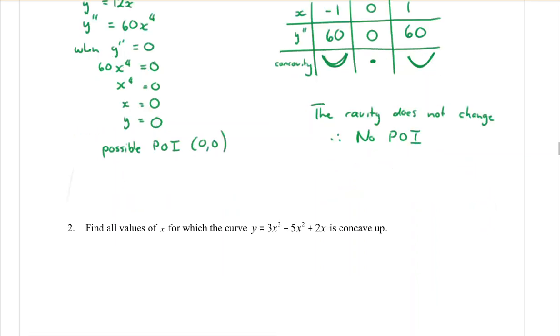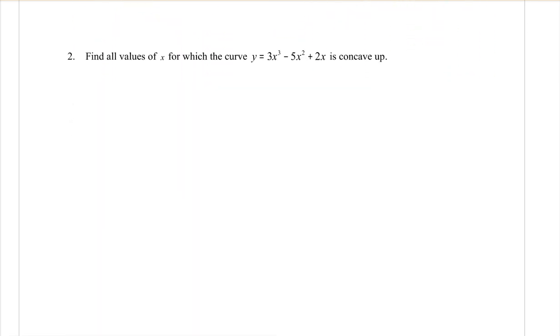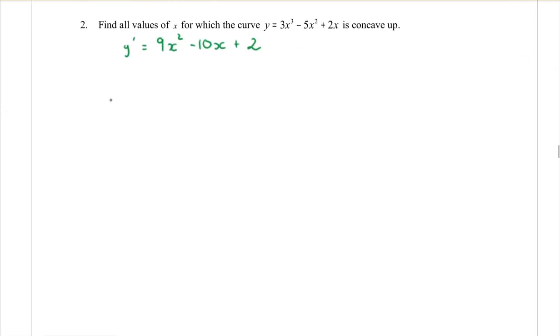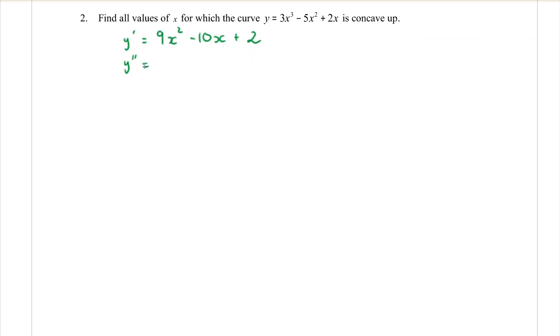Okay, question 2. Find all the values of x for where the curve is concave up. As soon as we're talking about concavity, we're talking about the second derivative. So let's find it. y dash equals 3 times 3 makes 9x, subtract 1 from the power is 2. Then second term, 2 times negative 5 is negative 10x to the power of 1, plus just the 2. Second derivative, y double dash, 2 times 9 is 18x minus 10.